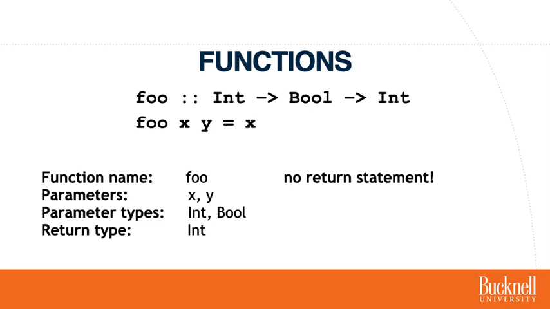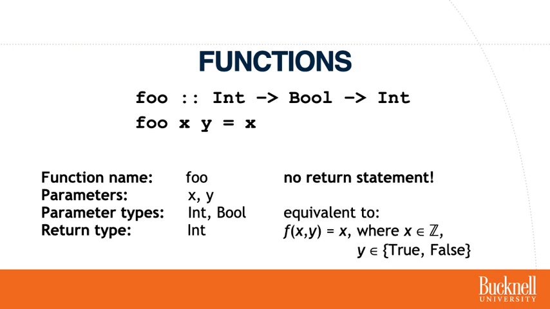Note that there's no return statement. That's because return statements are a feature of imperative programming. Imperative programs give step-by-step instructions on what the computer is supposed to do. Declarative programs do not do that. Functional paradigm programs are essentially just math. This function is equivalent to f(x, y) = x, where x is an element of integers and y is an element of true or false. You don't need return statements in math. You don't need a return statement in Haskell.